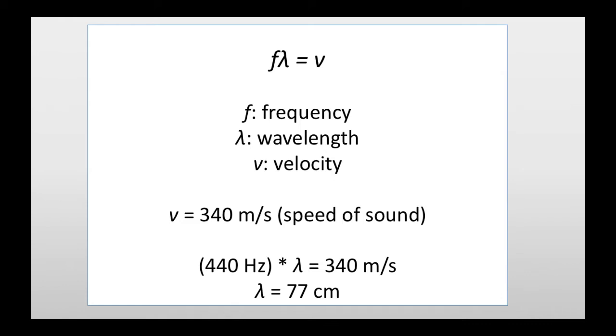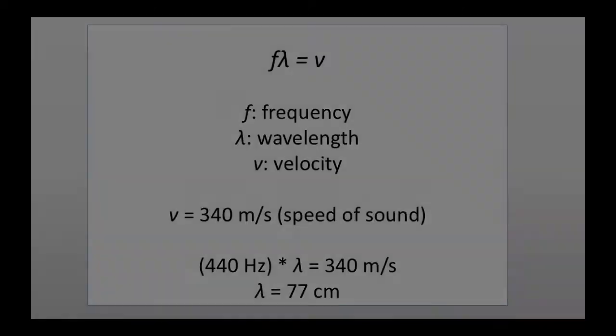The speed of sound is 340 meters per second, with some variation depending on the air conditions. So if a sound wave has a frequency of 440 hertz, i.e. 440 cycles per second, then the wavelength of the wave is 77 centimeters. Amplitude is the maximum displacement of a quantity from equilibrium, how high and low the wave goes.